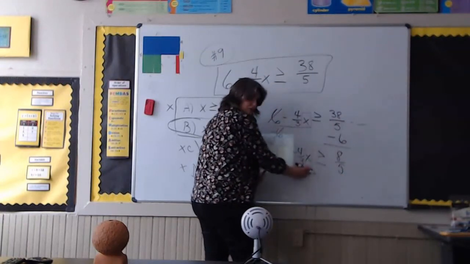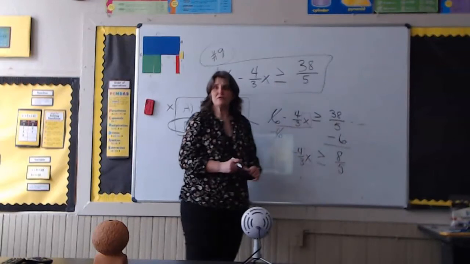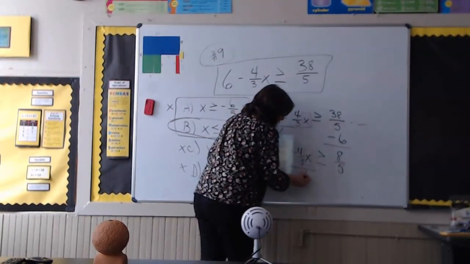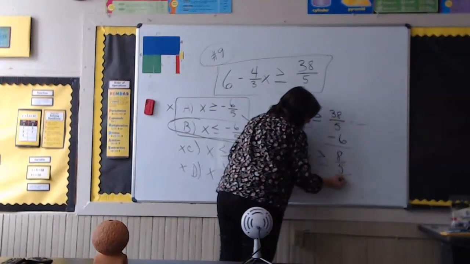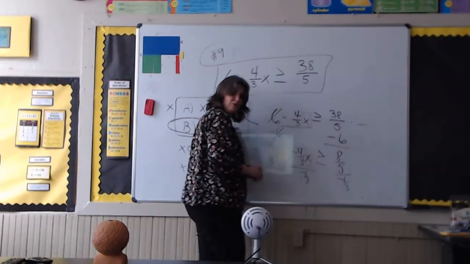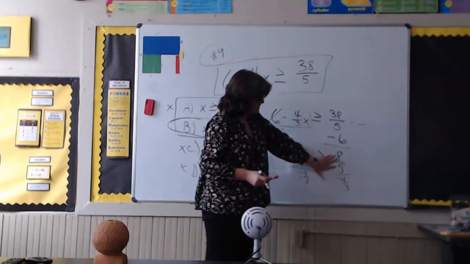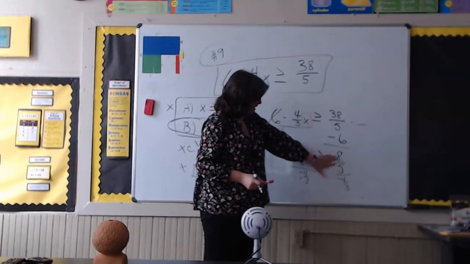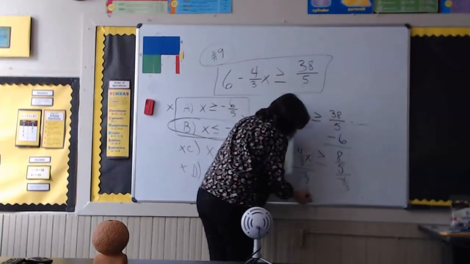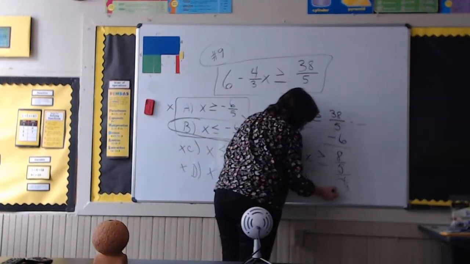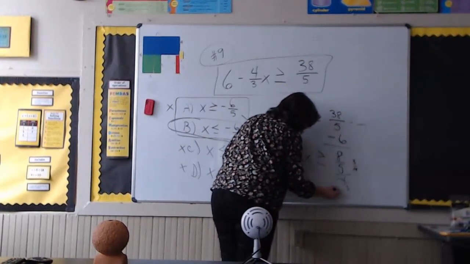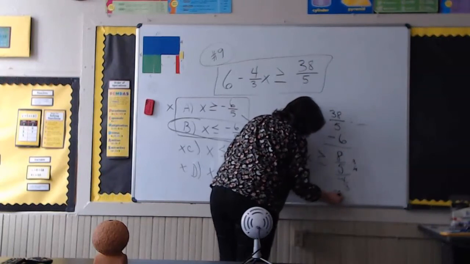These two things are multiplied. To make that negative 4/3 go away, I'm going to have to divide. Divide both sides by negative 4/3. Again, calculator. You would have the calculator. You can put this into the calculator: 8/5 divided by negative 4/3. When you do that, it's going to give you a negative 6/5.